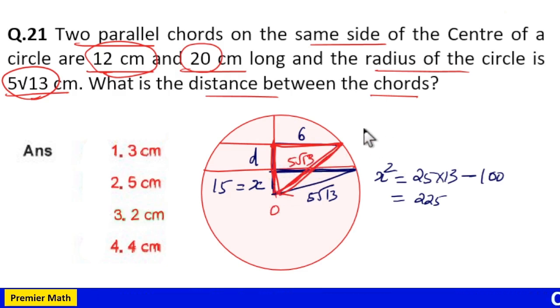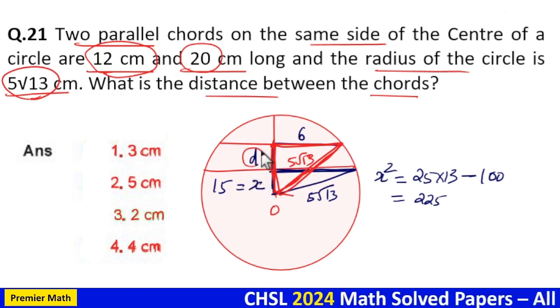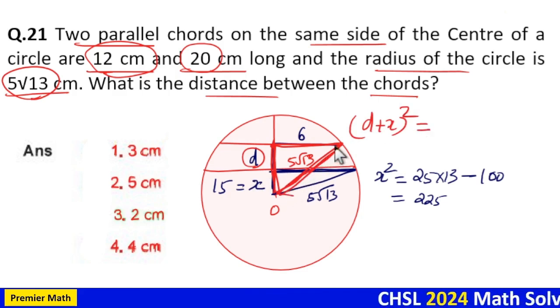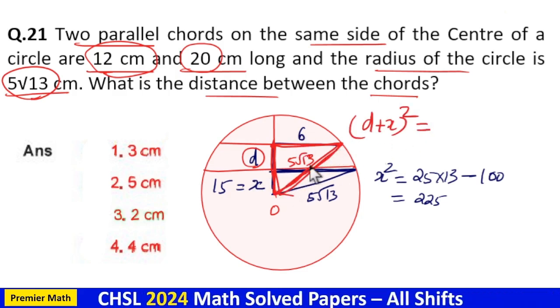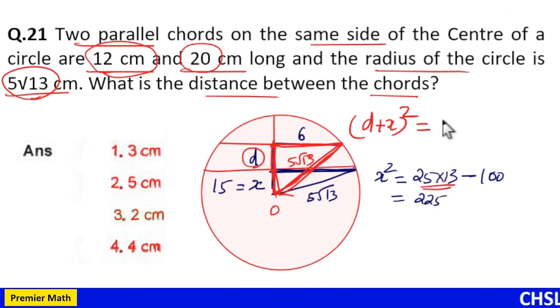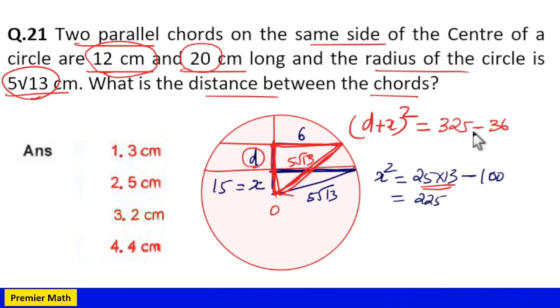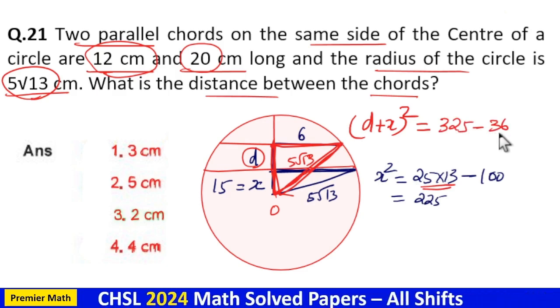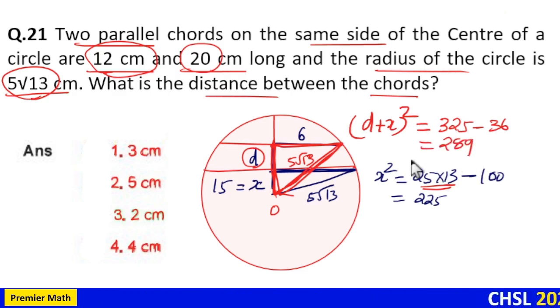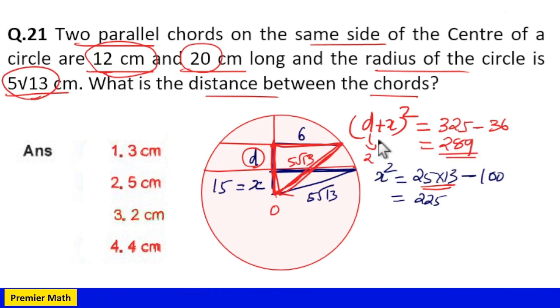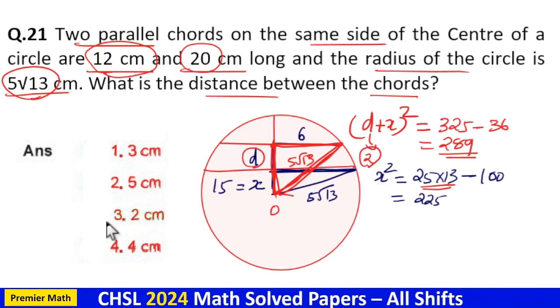Now from this we can find d, that is (d plus x) whole square is equal to (5 root 13) square minus 6 square. 5 root 13 square is equal to 325. So 325 minus 6 square, which is 36, is 289. Which means d plus x is 17, because 17 square is equal to 289. Here d plus x is equal to 17, which means d is equal to 2. So option 3 is your answer.